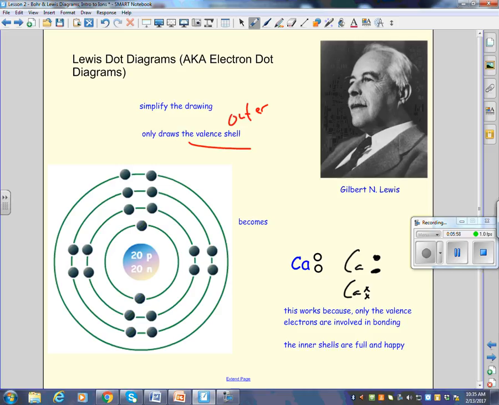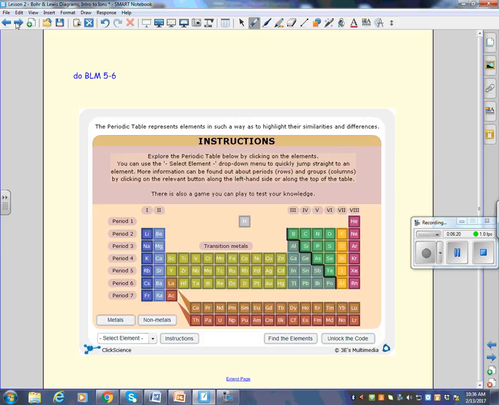And this works because only the valence electrons are involved in bonding, covalent and ionic bonding, which we're going to get into later in the week. The inner shells are full and happy, and they have no interest in leaving the electrons. They are good where they are. Okay, so guess what we're going to do now? We're going to draw some, I think. So I will get this one out.